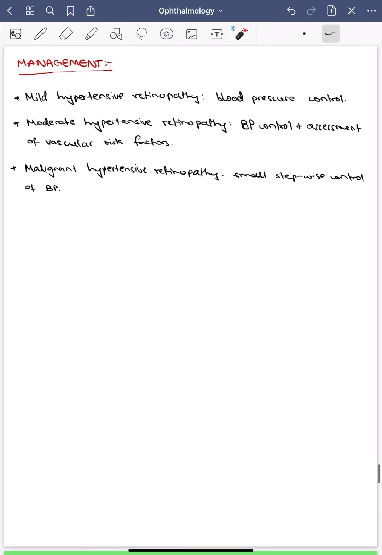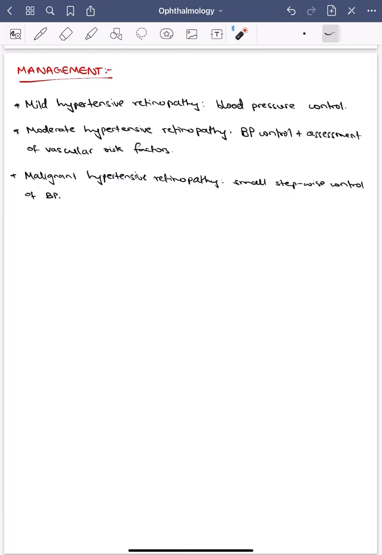Now, in mild hypertensive retinopathy, blood pressure control is enough. In moderate hypertensive retinopathy, blood pressure control along with assessment of vascular risk factors and control of these vascular risk factors. And in malignant hypertensive retinopathy, small stepwise control of blood pressure is required. So this concludes our discussion on hypertensive retinopathy.